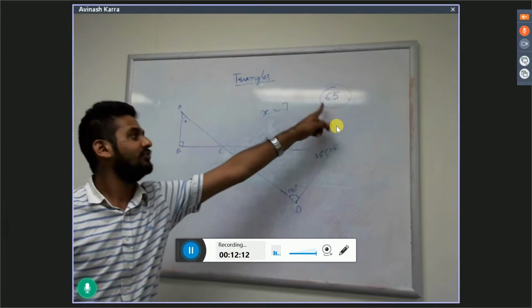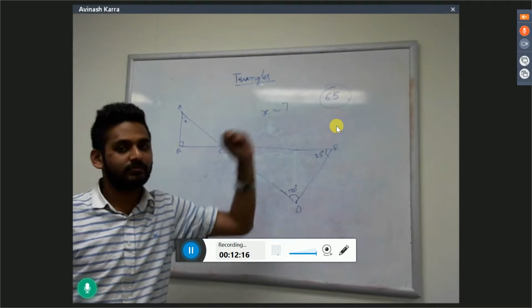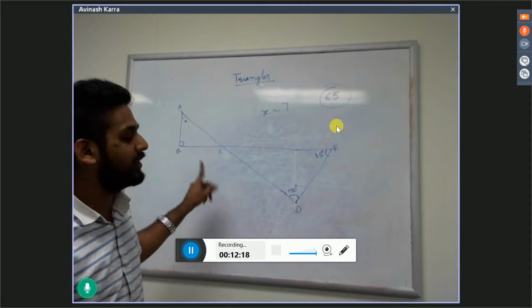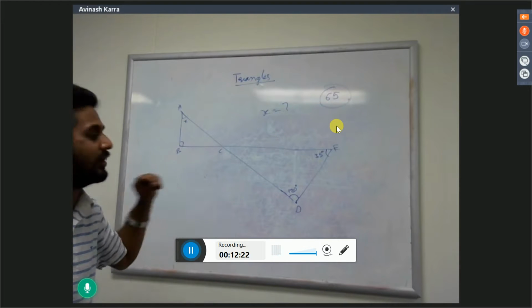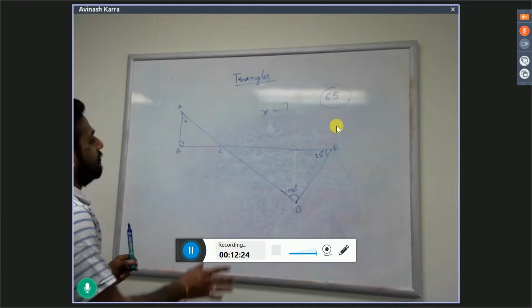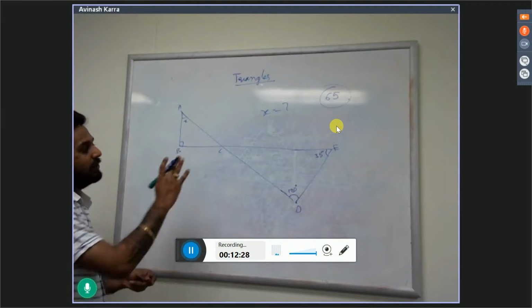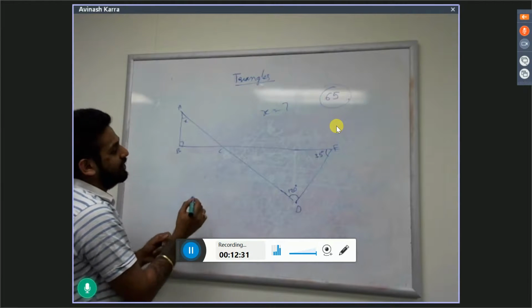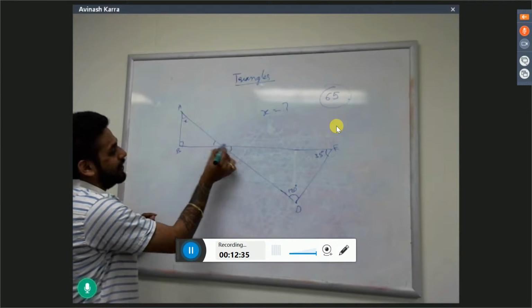Did everyone get 65? Yes. Is there anyone who wants me to explain this? Can you explain it? Yes. See, when you consider these triangles, there are two triangles, right? In between that, what is the first thing we need to observe? What are these angles called?